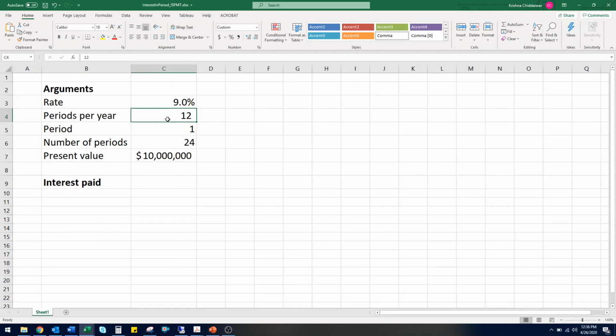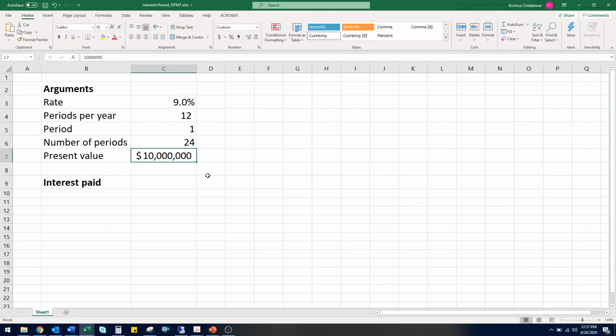Next is the period for which we want to see the accumulated interest. Let's start with period number 1 and use other periods after we create the formula. In C6 is the total number of periods, that's 24. So for monthly payment, that means we will have a 2-year loan. And finally, the present value of the loan, which is $10 million. That's the amount of money you would have borrowed from the bank or the businesses.